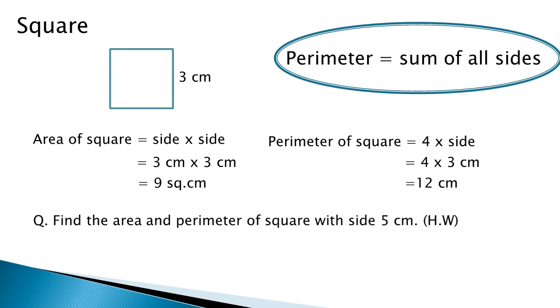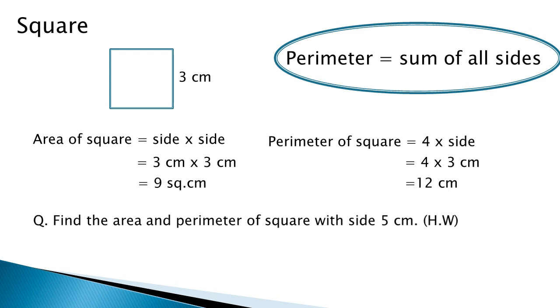Next, perimeter of the same square. As we discussed, what is perimeter? Perimeter is nothing but total length of the boundary, or as I said, perimeter is equal to sum of all sides. So perimeter of this square is equal to 4 into side. This is the formula. How much side is given? 3 centimeter. So 4 into 3 centimeter is equal to 12 centimeter. 12 centimeter is the perimeter of this square.